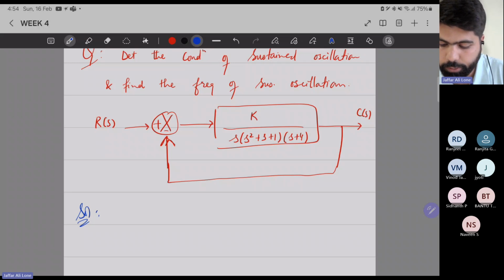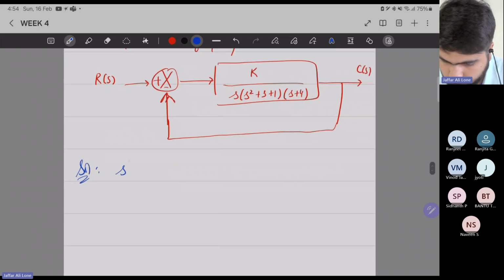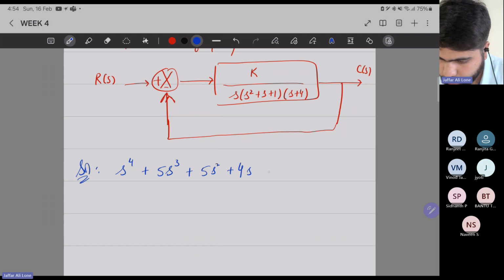So how will we find it? We are given an open loop transfer function, and we'll find the closed loop transfer function. That's just 1 plus G(s)H(s), right? So the characteristic equation will be 1 plus G(s)H(s) equals 0, and if you solve it, it will be s^4 plus 5s^3 plus 5s^2 plus 4s plus K equal to 0.